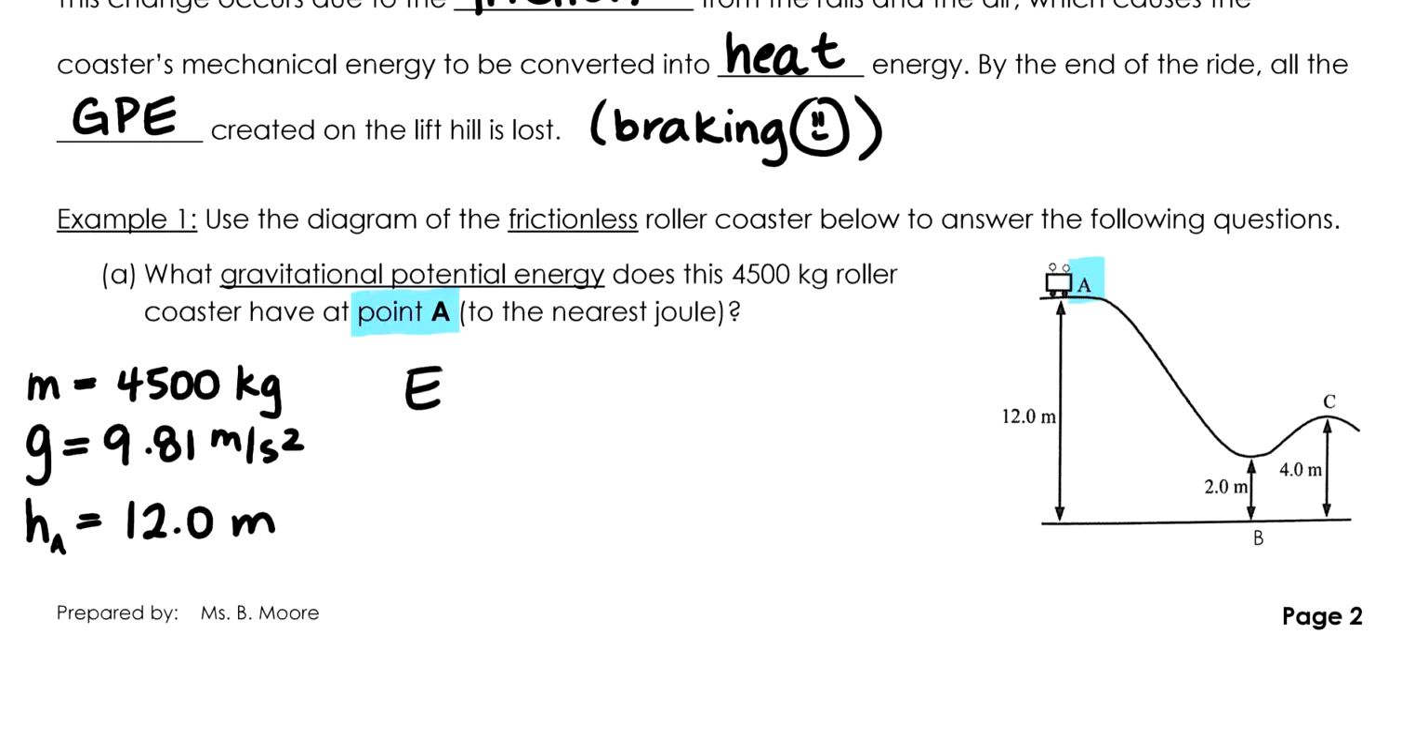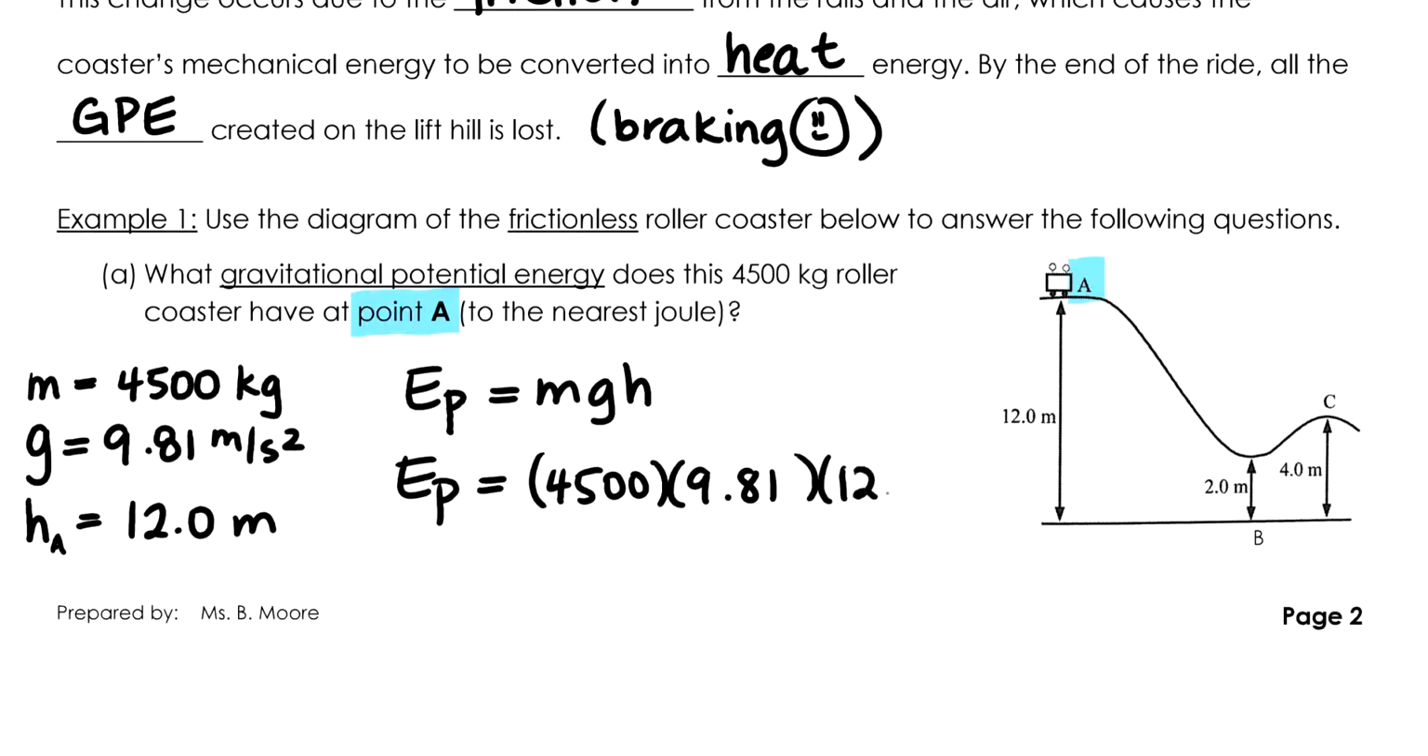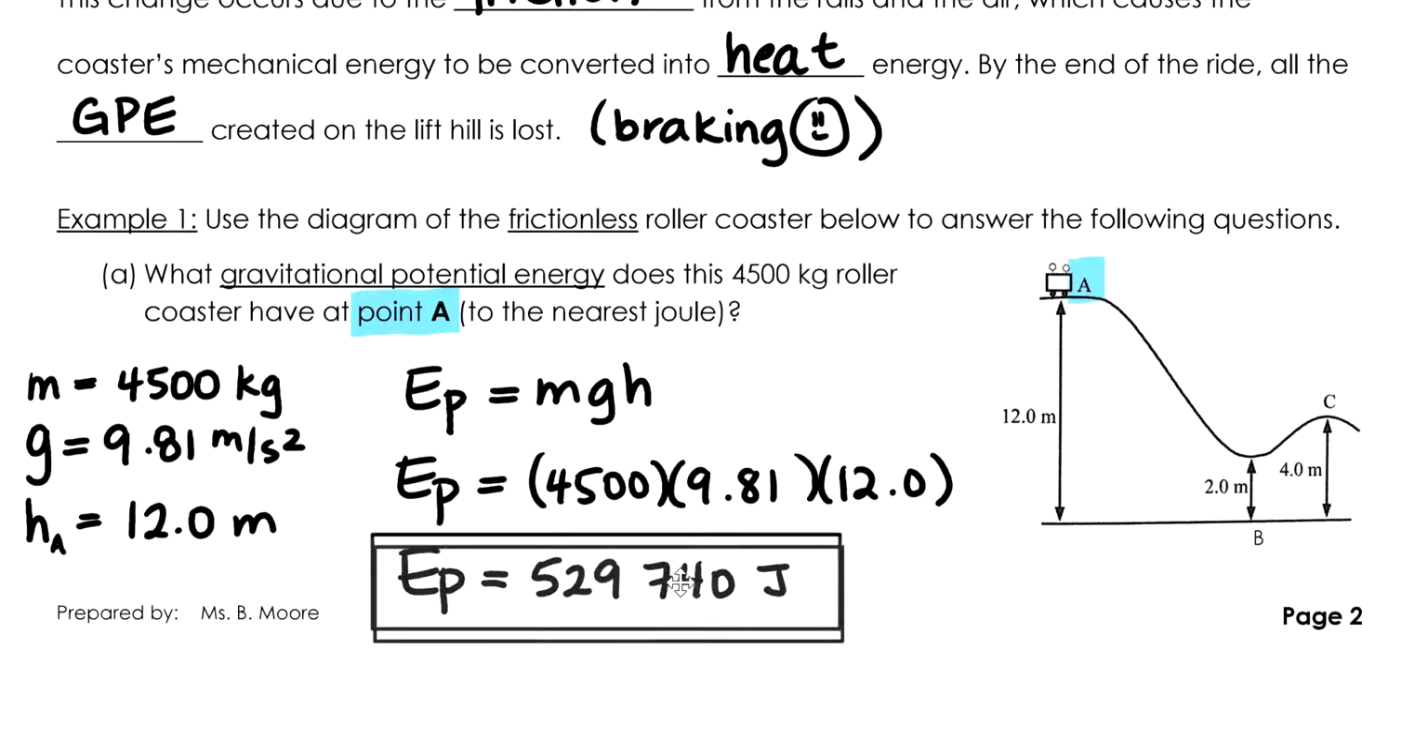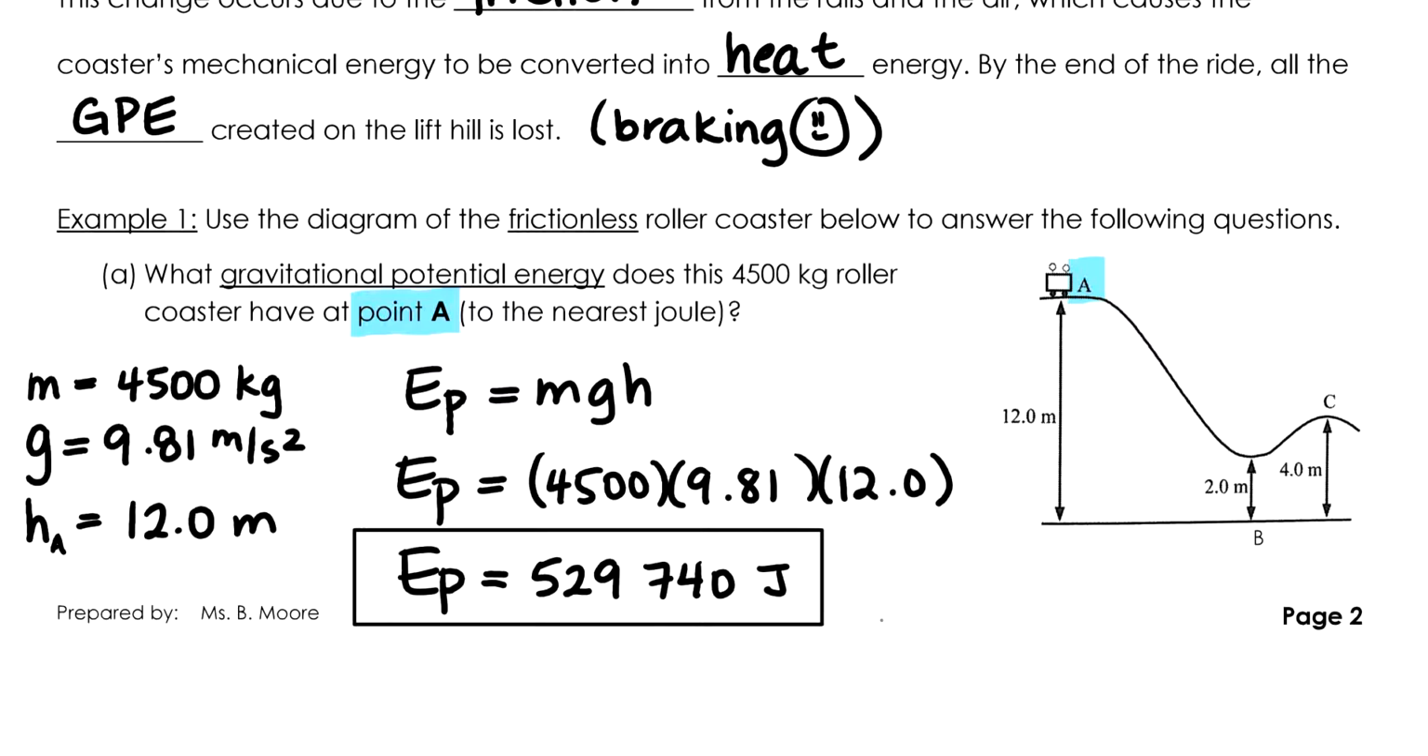Okay, let's use our gravitational potential energy formula. EP equals mgh. Let's substitute in our numbers. 529,740 joules. That's a lot of energy, but these are real life numbers. And so typically we could convert that into kilojoules by dividing by 1,000, but we'll leave unit conversions for Physics 11.